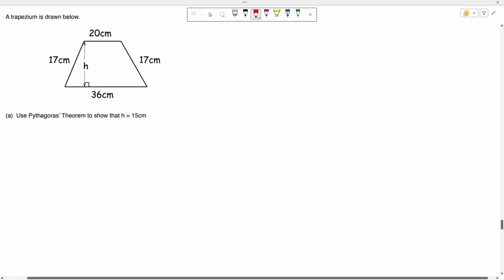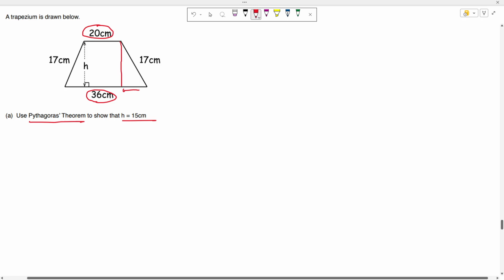Okay, so first of all, we see here that there's a trapezium. Now they want us to use the Pythagoras theorem to show that the value of h is equal to 15. If we take a look at it, guys, we know that this is 20 cm and all of this is 36 cm, right? So let's say we draw a line right here.